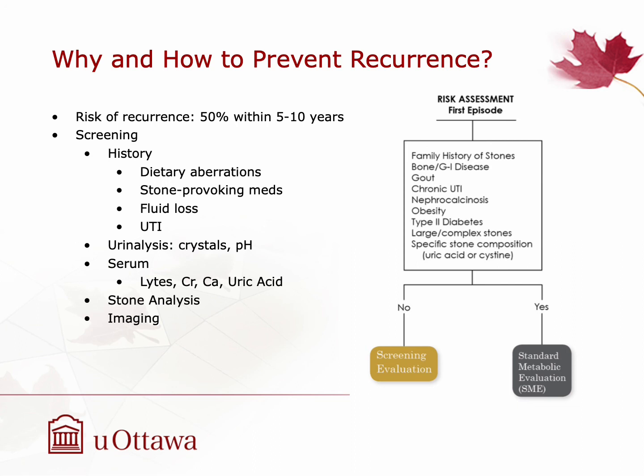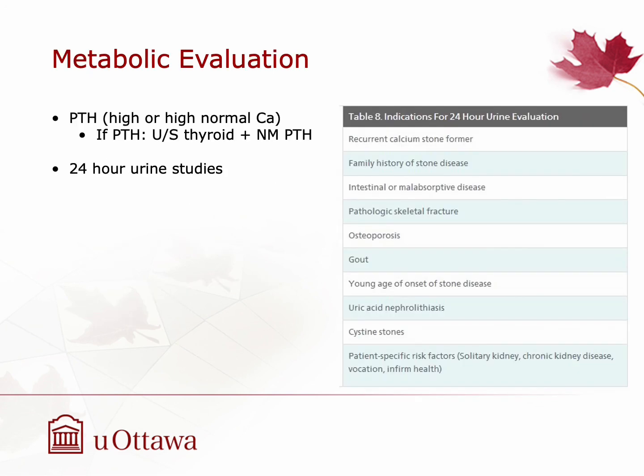And then review of their imaging. So patients, after their risk assessment, if there is a history of the following: family history of stones or gout or chronic urinary tract infection, things that are going to potentially increase their risk of stone recurrences, this generally will lead to at least a discussion regarding a further evaluation with a metabolic stone evaluation.